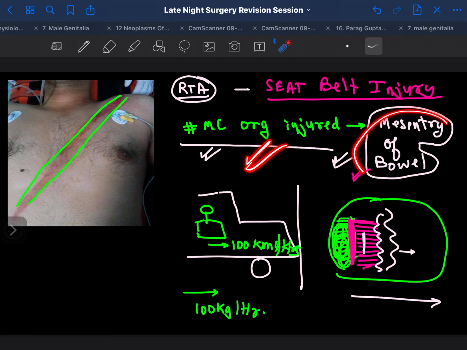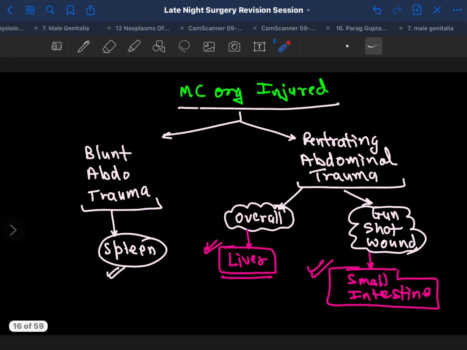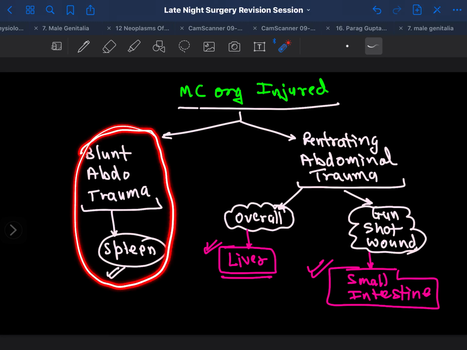Then we talked about the seatbelt injury. I told you that the most common organ injured in the seatbelt injury is the mesentery of the bowel. Forget about the mechanism, but please understand the most common organ injured is the mesentery of the bowel. The second most common injured is the duodenojejunal flexure.